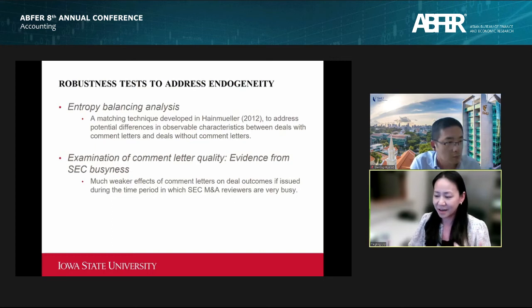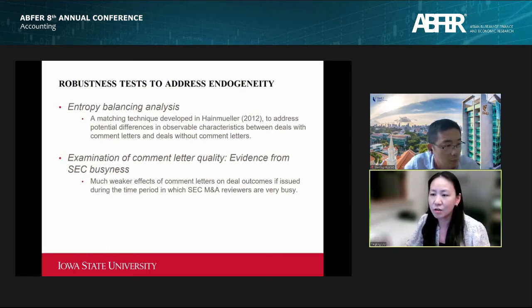Initially, they respond like, we're always busy. Then we keep pushing them. Do you have any time periods when you're exceptionally busy? And they responded, say, in September, they're really busy because that's their fiscal year end. They have a lot of other things to do.